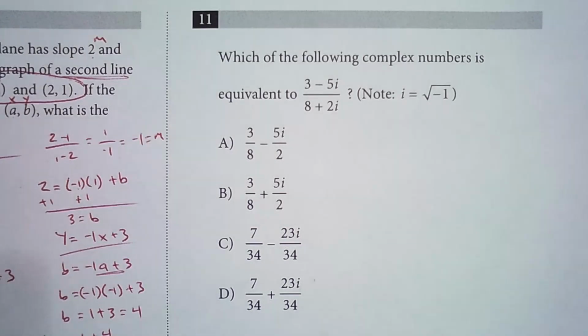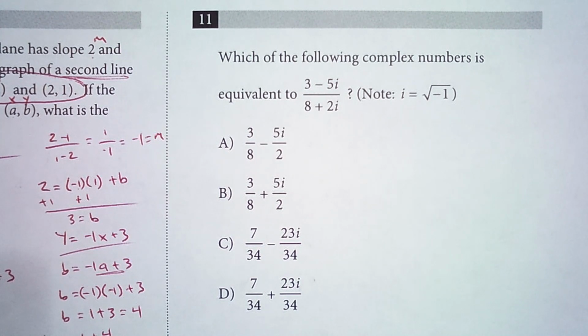Hey everybody, for today's SAT math question, we are on a no calculator test. Which of the following complex numbers is equivalent to (3 minus 5i) over (8 plus 2i), noting that i is equal to the square root of negative 1? Go ahead and pause the video and come up with your response, and then press play.